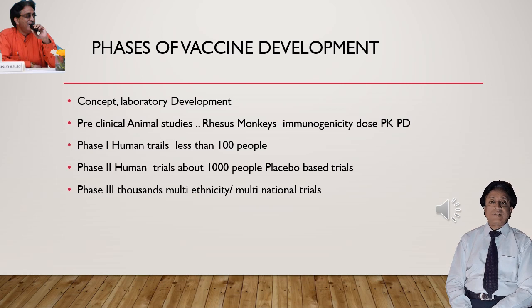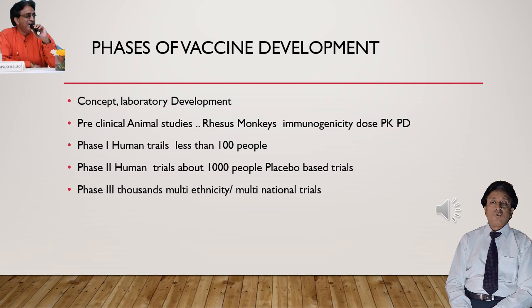Once the safety profile of these 100 people is fine, the phase 2 human trials start, and about 1,000 people are recruited to test the immunogenicity and the safety of the vaccine. Out of these 1,000 people, about 50% are given the actual vaccine and 50% are given the placebo, so as to find the immunogenicity and the other effects.